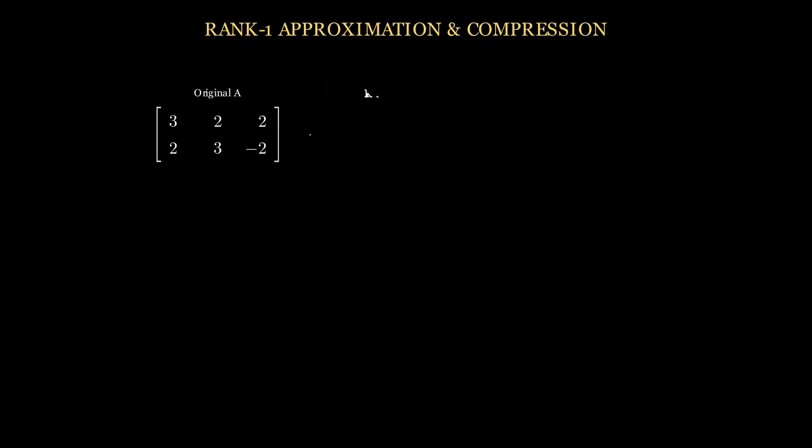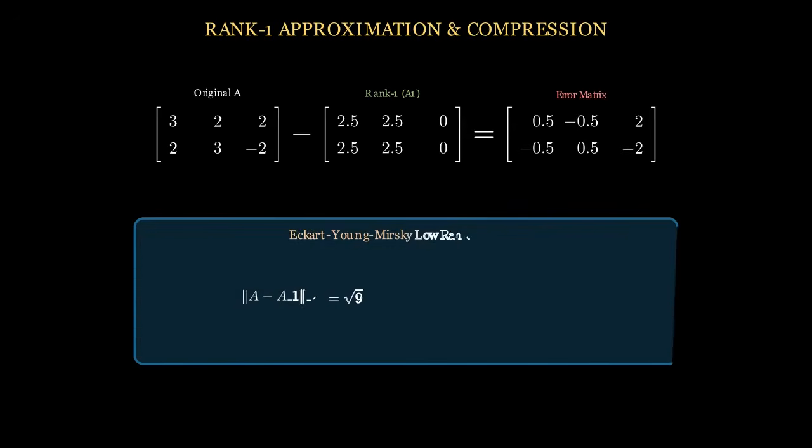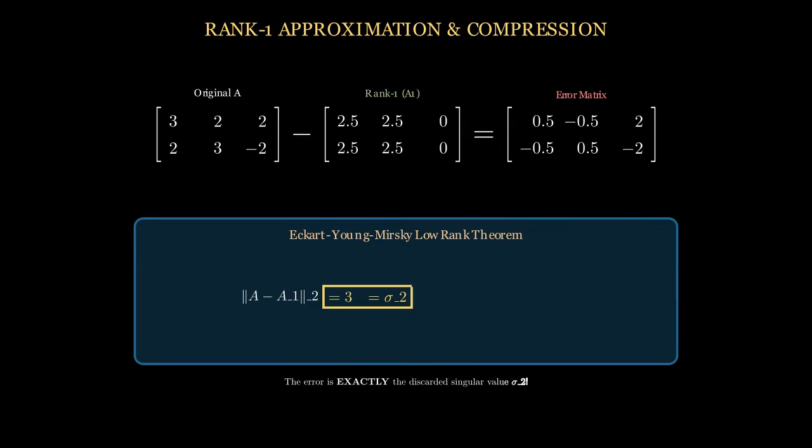Discarding the smallest values simplifies the data. Keeping only the dominant sigma 1 yields a rank 1 approximation, A1. Subtracting this from our original matrix leaves an error matrix with values 0.5, minus 0.5, 2, over minus 0.5, 0.5, minus 2. The total magnitude of this error is exactly the square root of 9, or 3. The error introduced by dropping sigma 2 equals the value of sigma 2. This mathematically guaranteed truncation is how image compression works.